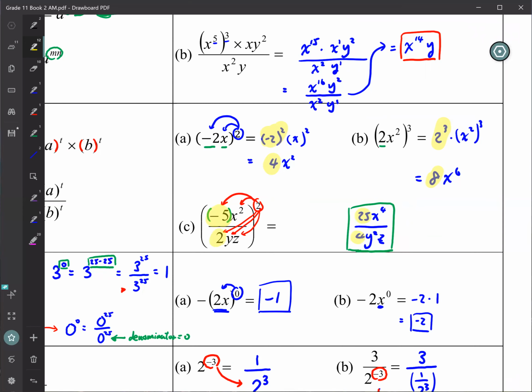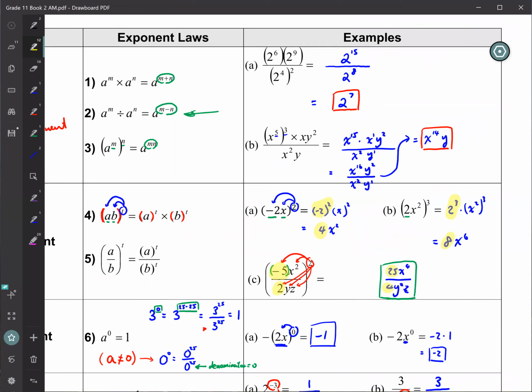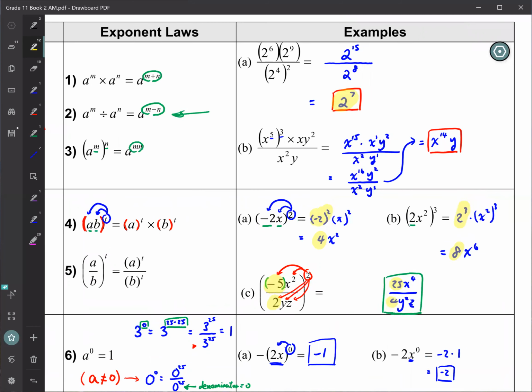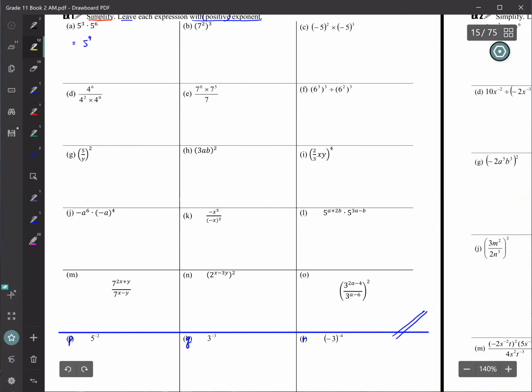But if it's just a number by itself, like question A, right? Then you just leave it as 2 to the 7. You don't need to find the actual answer, okay? Don't need to find what 2 to the 7 equals. All right, so pay attention to that, okay? So simplifying has a little bit different meaning when it comes to variables. So like G, H, I, right? You have a mix of numbers and variables.